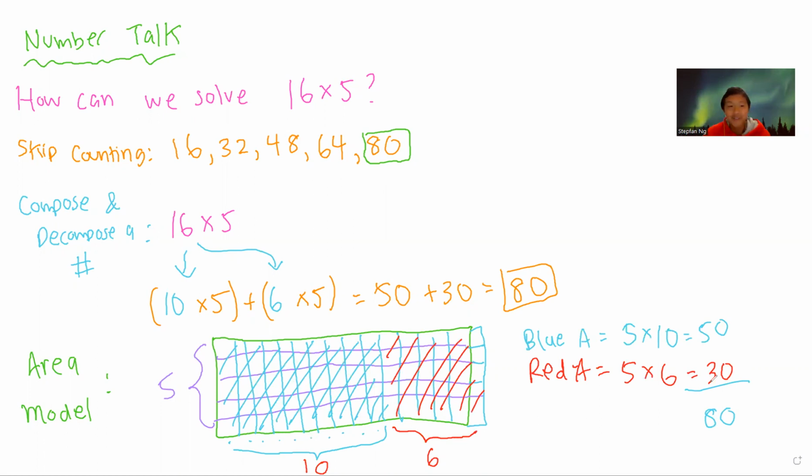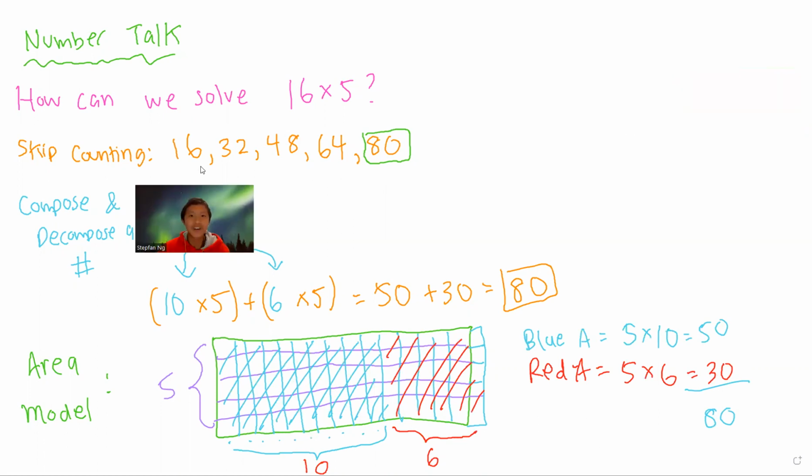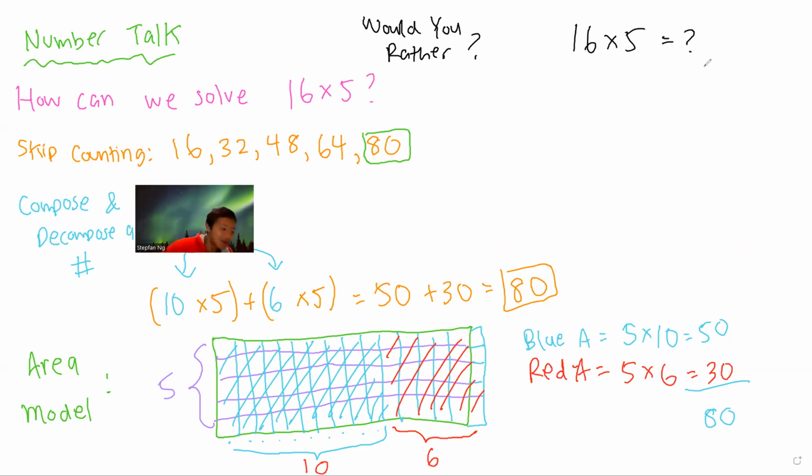Okay, now we can do one more method. And I like to call this would you rather. So a lot of these are your preferences. This one I like to call would you rather. So would you rather just do 16 times 5 and do all the previous methods? Or we can do another method. We can just pick something else. Why do 16 times 5? No one's forcing us to do 16 times 5.